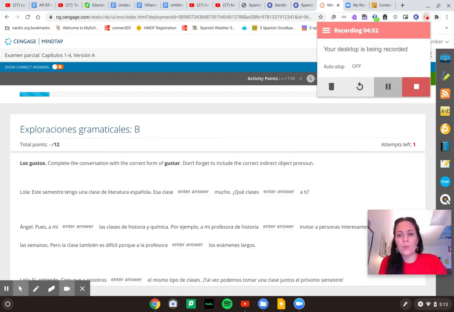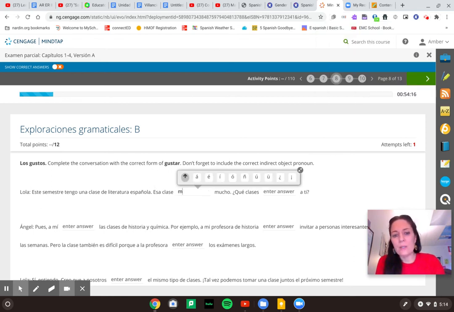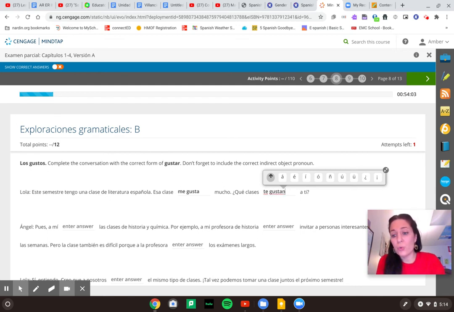In this section, you need to use gustar. Remember, we say me gusta for I like one thing, or me gustan for two things. If you like something, it's te gusta for one, or te gustan las clases. So Lola says, este semestre tengo una clase de literatura español. Esa clase, so he basically wants to say, I like it a lot. So he would say, me gusta mucho. ¿Qué clases? And now he's asking, what classes do you like? In this case, it would be te gustan, because it's saying do you, and clases is plural.